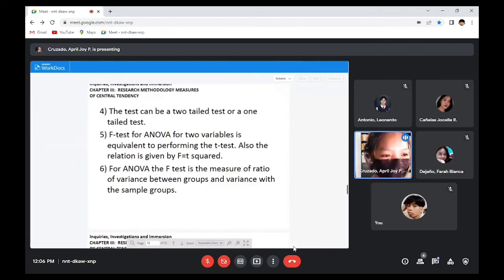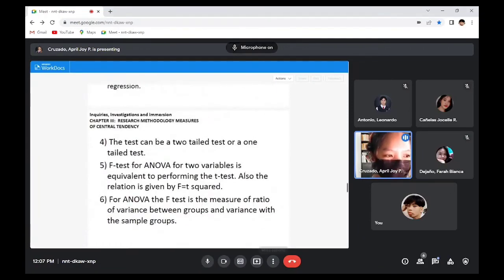Fifth, the F-test for ANOVA for two variables is equivalent to performing the t-test. Also, the relation is given by F equals t squared. For ANOVA, the F-test is the measure of the ratio of variance between groups and variance within the sample groups.